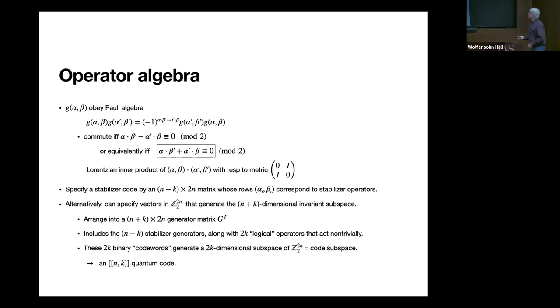All right, so just as we did in the classical case, now we can specify a stabilizer code by the list of all of these alpha and beta vectors here. But that's going to be an n minus k by 2n matrix of these stabilizer operators. Okay, so it looks very much like, but it's twice as wide as, the matrix we had for an n-dimensional classical code. I just don't want to go into too many details here because I've got a lot to cover in 15 minutes. But you can also specify the code in terms of 2 times k binary code words that generate the code subspace. So let me go on.